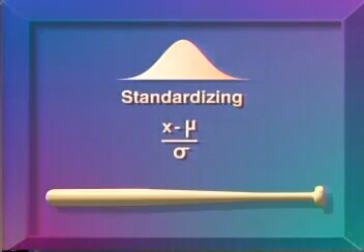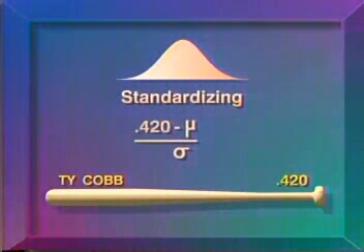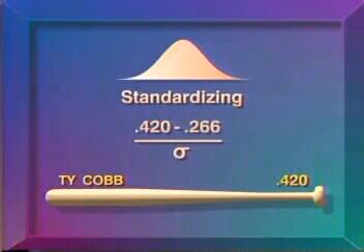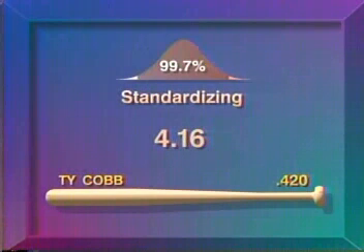For instance, let's standardize the batting average of Ty Cobb. His batting average in 1911 was .420, so x is .420. The mean for all players that year, that's mu, was .266, and the standard deviation was .037. Doing the math expresses Cobb's batting average in standard deviations, 4.16. We saw earlier that 99.7% of players fall within 3 standard deviations of the mean. So 4 standard deviations above the mean is extraordinarily high.